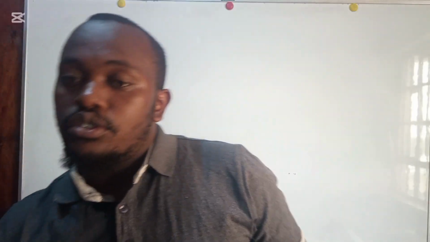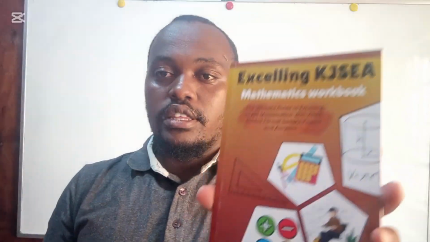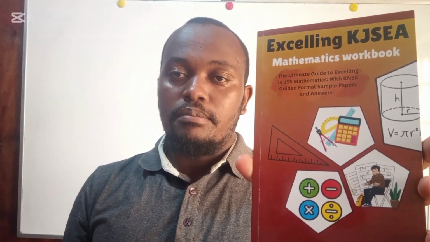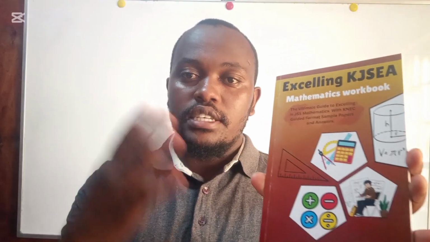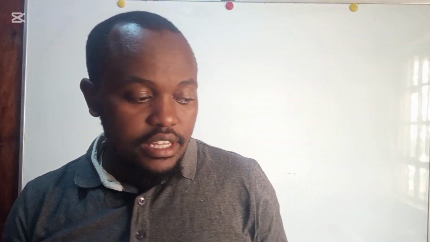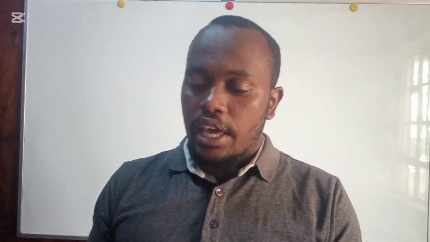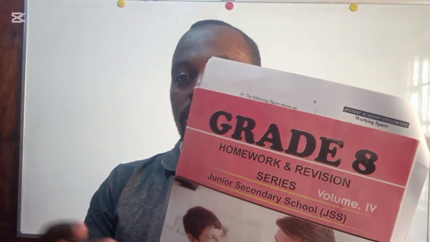Other textbooks that we are going to rely on, we are going to use my book. This is my book, Excelling KJSEA Mathematics Workbook. It has many sample papers that mirror the final exam at grade 9. There is content for grade 8 and grade 7 that you have covered already. For this specific lesson, we're also going to rely on examples from this book.